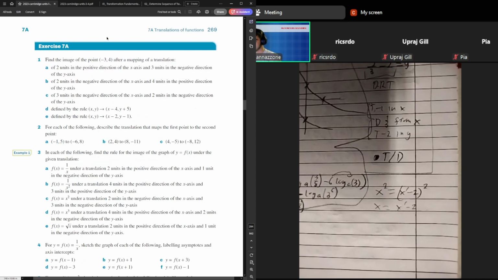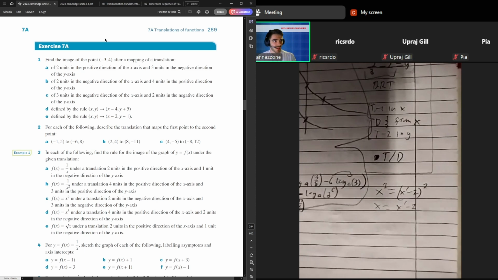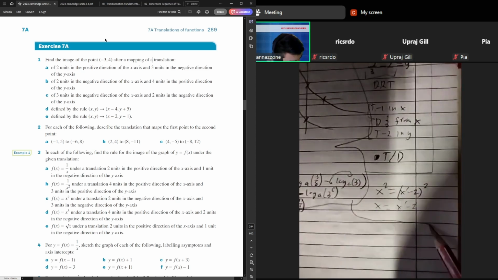Cool. So we have this image, we have this point, and we're trying to find the image of that point after mapping a translation. The image of a thing just means where does it end up, really? If you think about what would be a good analogy for that? Yeah, what does it look like after it's been applied? Maybe that's one way of looking at it.